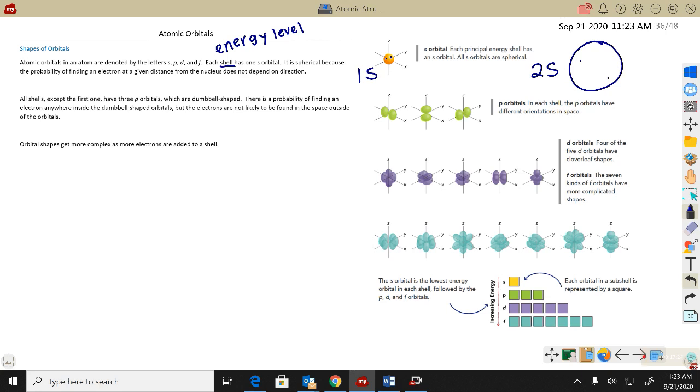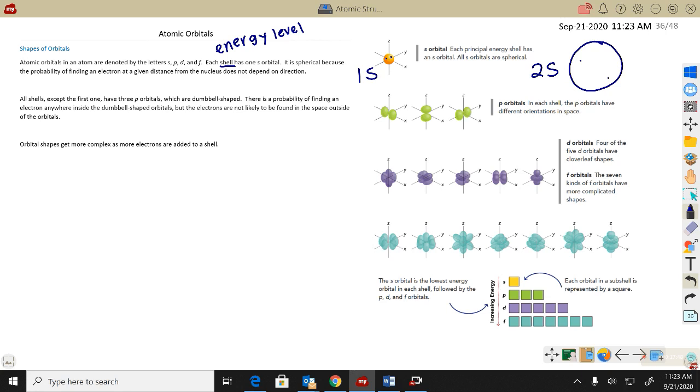Can you guess what the 3s orbital would look like? If you guessed just a little bit bigger sphere, you would be right. The 3s is still a spherical region around the nucleus where I have a high probability of finding 2 electrons. It's just a little bit bigger. The third energy level is just a little bit farther from the nucleus.